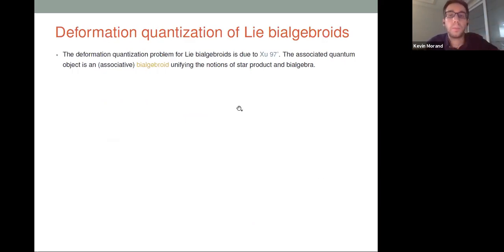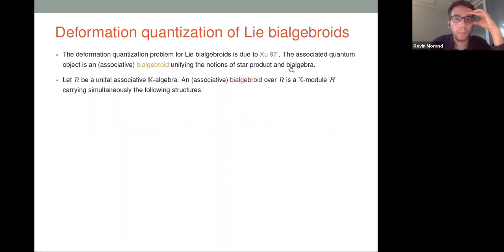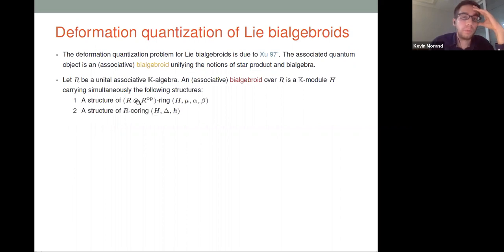Okay, so we'll be a bit brief on this, but the idea is that indeed we can formulate a deformation quantization problem for Lie bialgebroids, which somehow unify the one for Poisson and Lie bialgebra. In this case, the associated quantum object is given by an associative bialgebroid. So it's kind of an associative version of the Lie bialgebroid. And this notion unifies both the notion of star product and bialgebra, or quantum group. Okay, let me pass briefly over the definition.